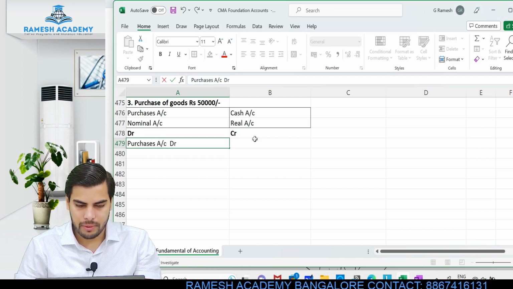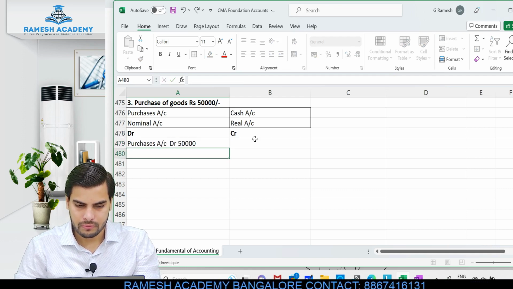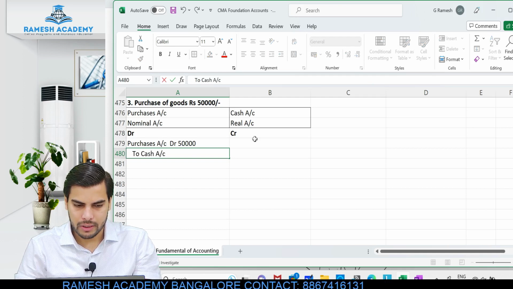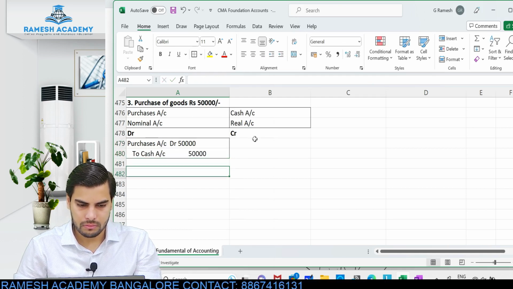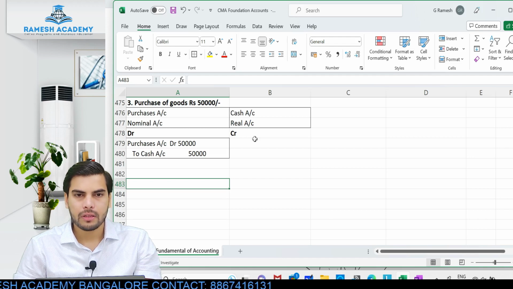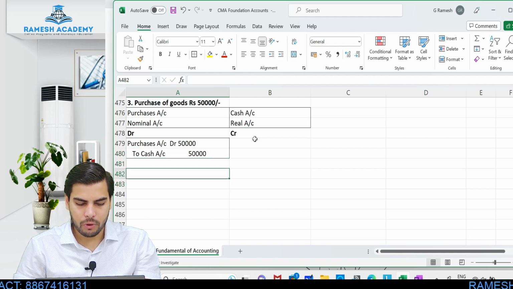Purchases account debit 50,000 to cash account 50,000. This will be your journal entry. Purchases account debit to cash account. Simple. Anybody having any doubt, any confusion so far? Simple, right? Okay, let's talk about the next transaction.